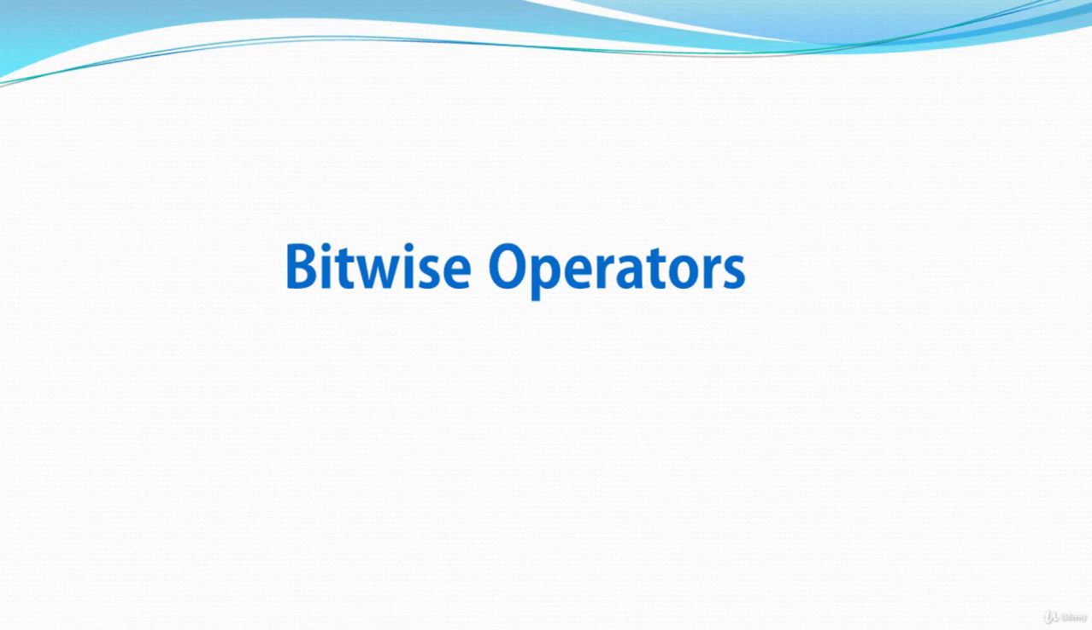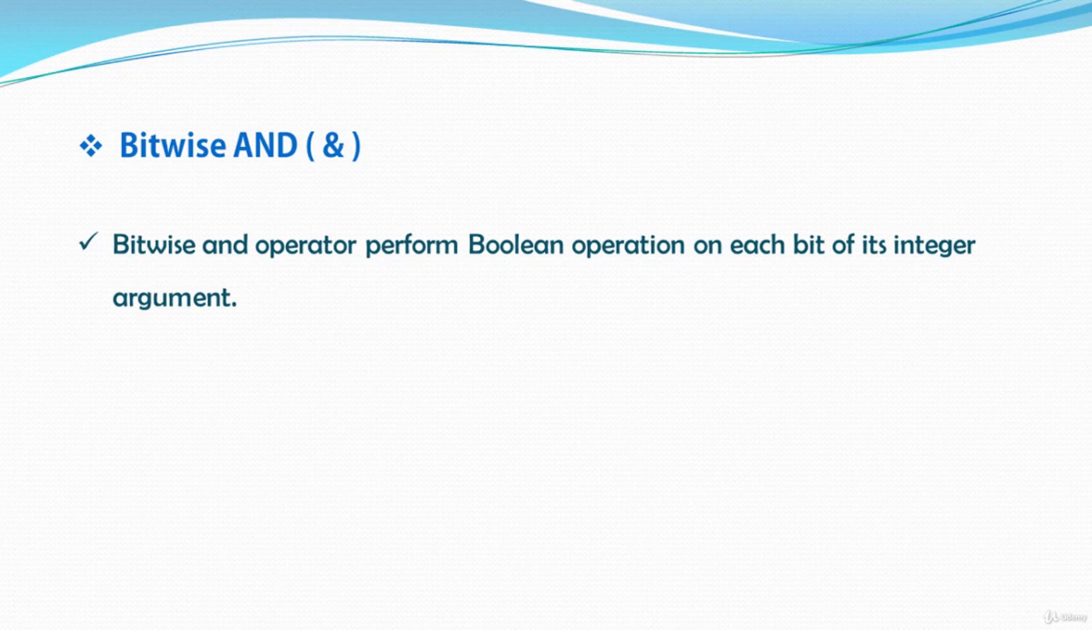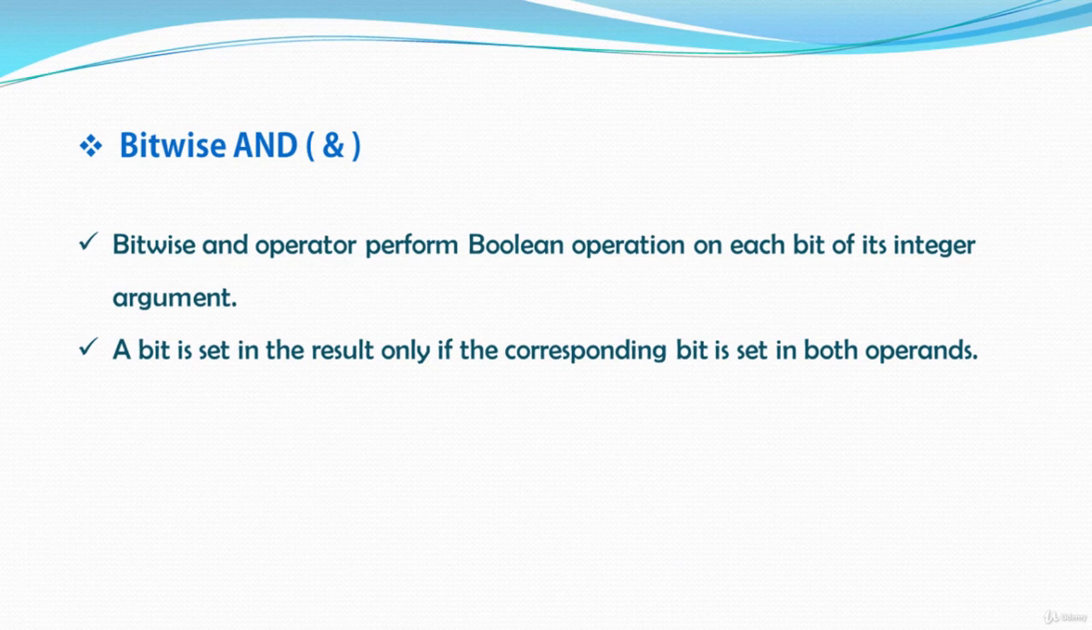Bitwise operators work on only integer operands and assume these operands are 32-bit integers rather than 64-bit floating point values. Now the following are the bitwise operators. First, the bitwise AND operator. The bitwise AND operator performs a Boolean operation on each bit of its integer arguments. A bit is set in the result only if the corresponding bit is set in both operands.